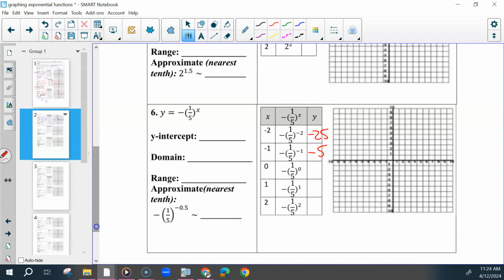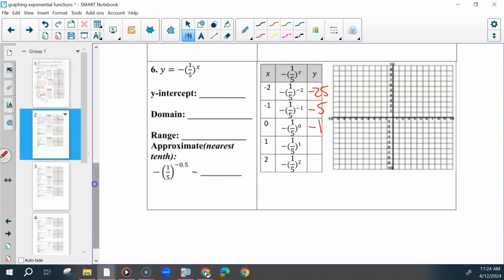What's our pattern? We're dividing by 5. So negative 1/5 to the 0 would be negative 1, because 1/5 to the 0 would be 1, but then multiply by negative. Negative 1/5 to the 1. And then the last one, negative 1/25. So go ahead and graph those. But I thought it wasn't allowed to be negative. The b value can't be negative, but a can be negative.